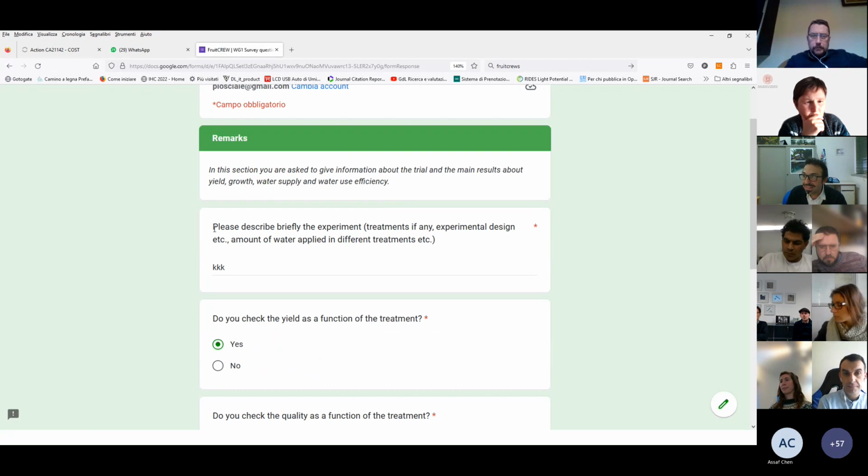Remarks. In this field, please describe briefly the experiment, so the treatment, the experimental design, the amount of water applied in different treatments, and also, Riccardo, this can be the place where you can write about the time range. I measured this in 3 days or at 3 phenological stages of my plant. Maybe this can be the place, or we can prepare a dedicated question about this point.